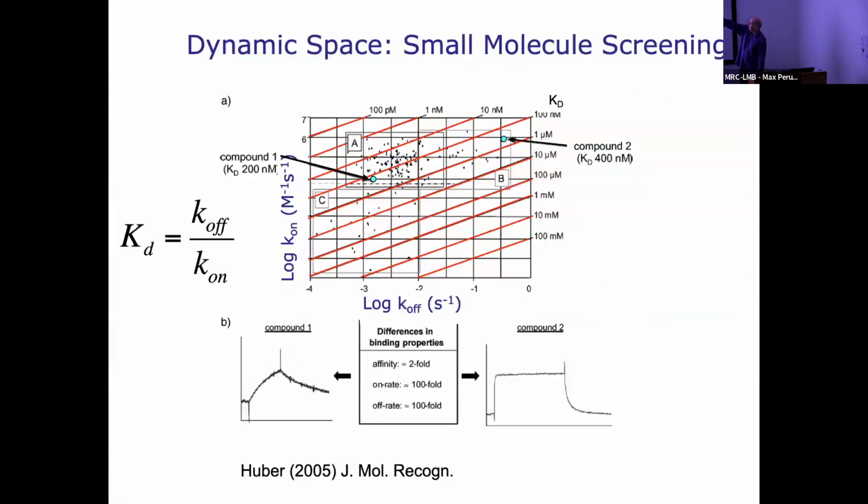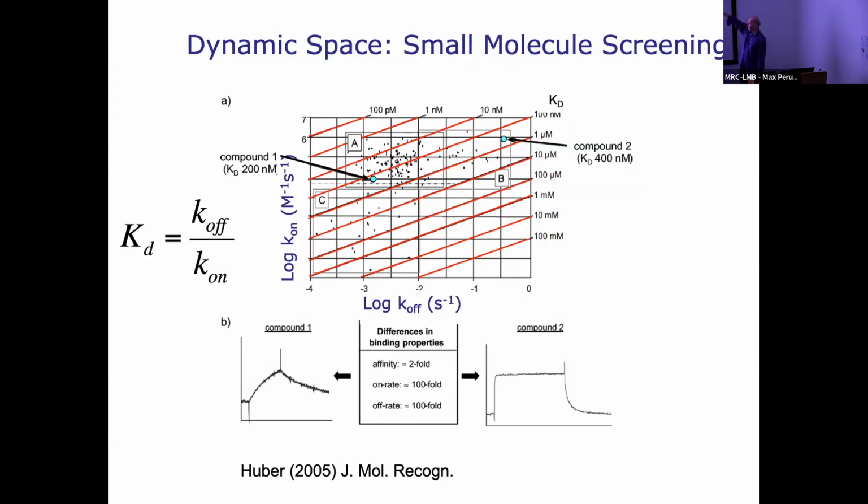So you can imagine here in a screen of small molecules, we've got log off on the x-axis, and log on on the y-axis. And then the parallel stripes across are all KDs. And so you can see there's a whole buffer you can kind of get.